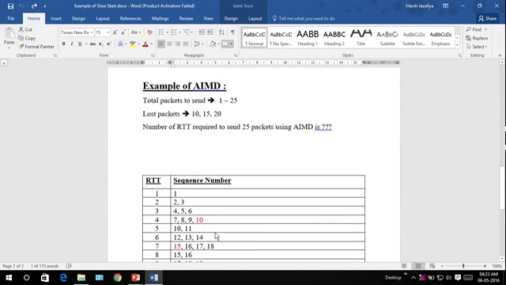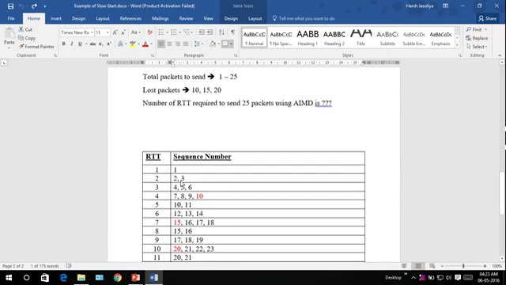Now we will also see the example of AIMD. The same example: 25 packets we have to send, and the 10th, 15th and 20th packets get lost. So find the number of RTT. In AIMD we will increase it additively, meaning we increase it by 1 every RTT.